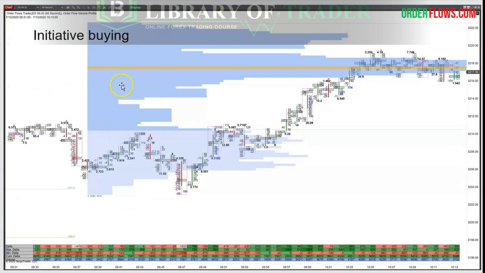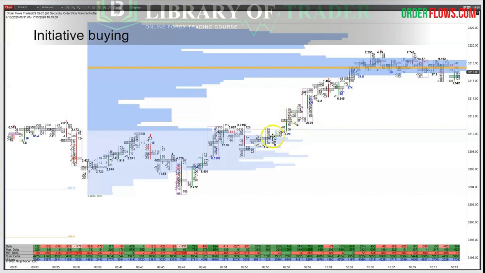Okay, here we go. Now again, like I said, look for areas where you're opening outside the value. Okay, so this was the value area high right here, 32.03 3/4. We opened up above it. Market starts going up, comes back down, test that value area high. Okay, then what happens? The initiative buying kicks in. See, lifting all the offers here, mostly lifting all the offers here, lifting all the offers here.